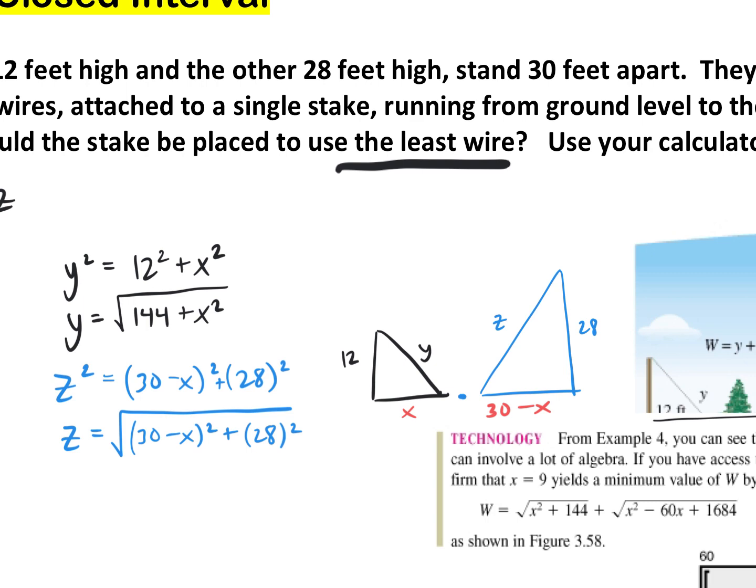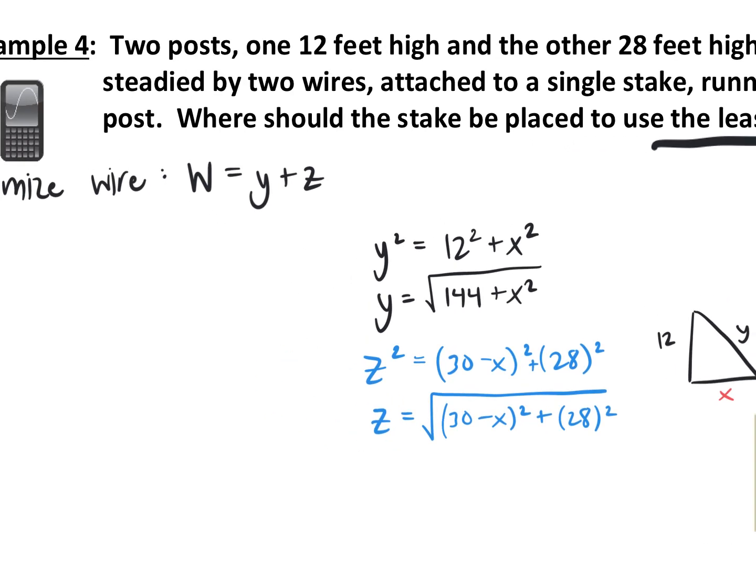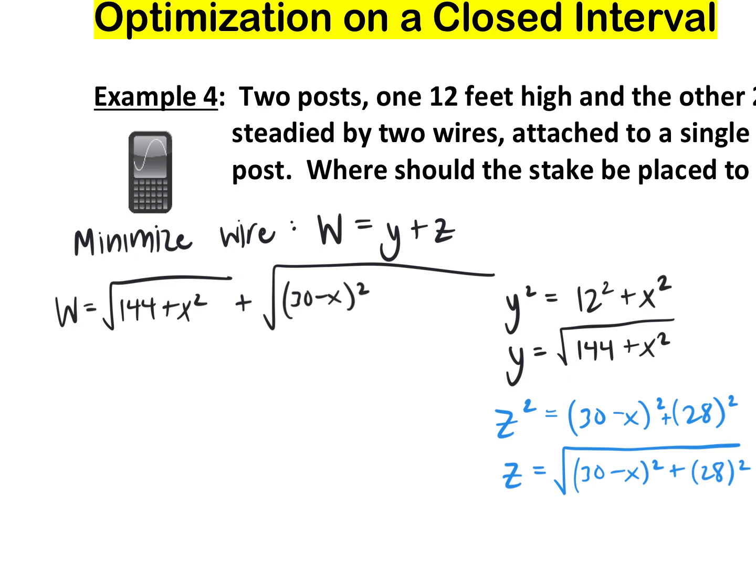Because now what we're going to do is we have a value for y and a value for z, and I'm going to take these values that are only in terms of x and plug them into my formula. Okay, so y, sorry, that's a w. I can't figure out my letters today. So w is equal to the square root of 144 plus x squared plus the square root of 30 minus x squared plus 28 squared. So we're looking at minimizing this function.